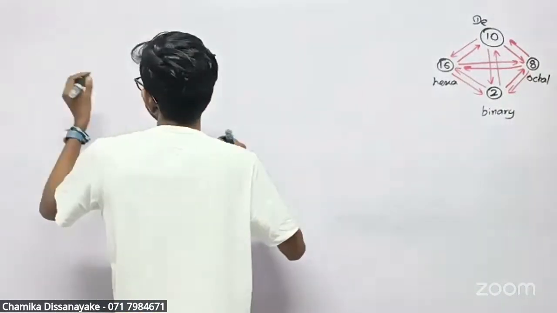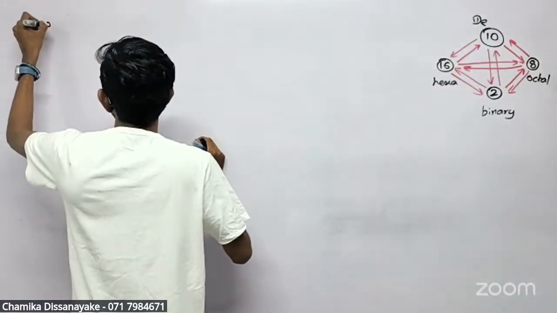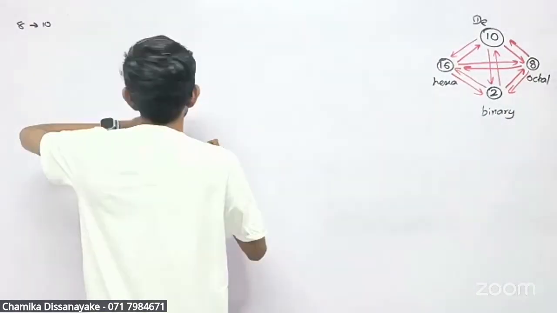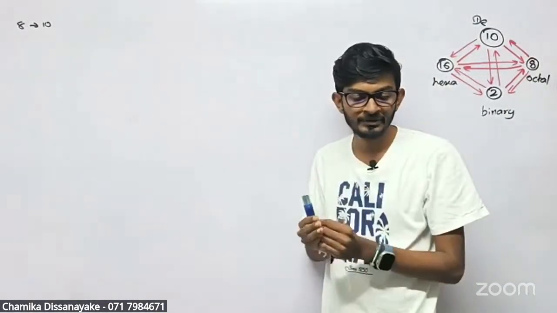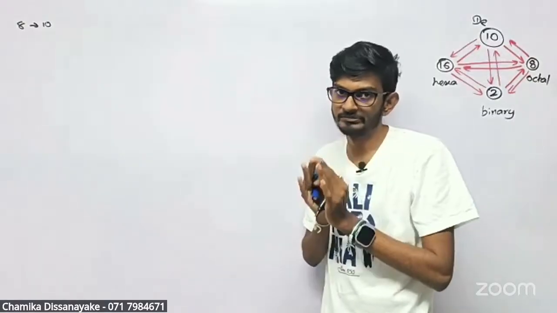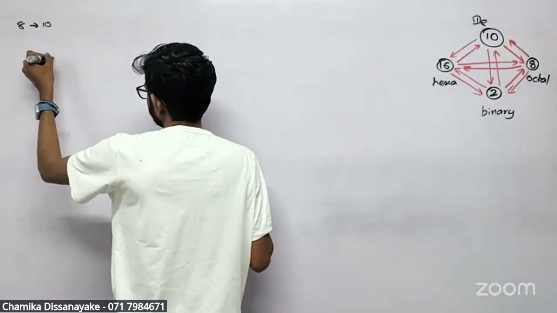Octal. Octal to decimal. So I told you, when we convert any number into decimal, it will use one method. What is the method? We have the numbers.